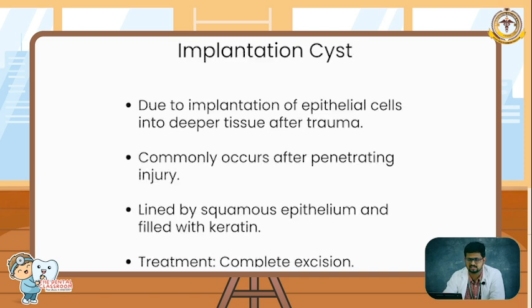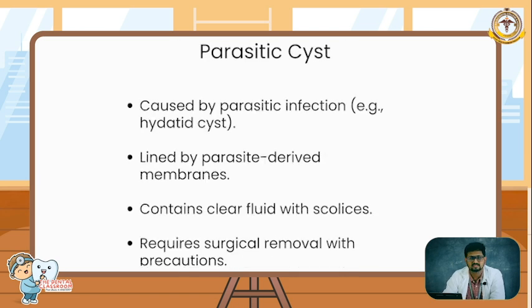Now the implantation cyst is due to implantation of epithelial cells into deeper tissues after trauma. It commonly occurs after penetrating injuries, and is lined by squamous epithelium and filled with keratin. Complete excision is the treatment option. Next we will talk about the parasitic cyst, which is caused by parasitic infections. For example, hydatid cyst, whose wall is lined by a parasite-derived membrane and which contains fluid with scolices, which requires surgical excision.